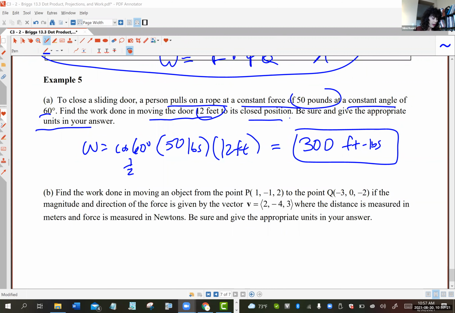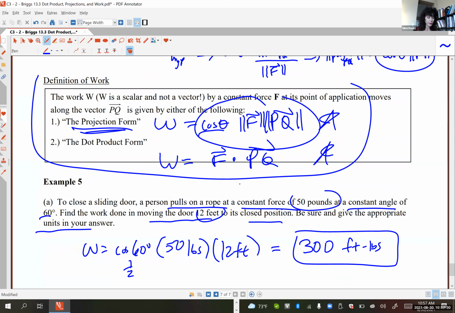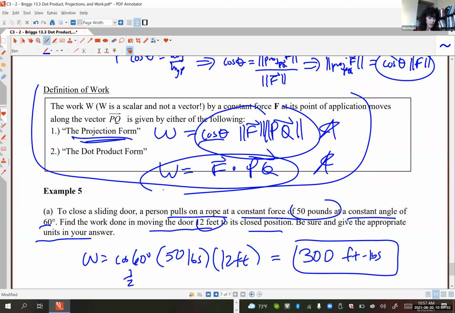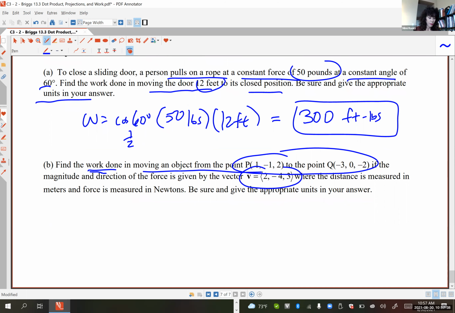Ah, well. All right. How about this one? By process of elimination, we're going to use the second version of the work definition here. We're going to need the dot product, and they give us enough information. We're moving the object from point P to Q, and they're giving us the force vector in component form. So we're going to first have to get the PQ vector, and don't forget terminal minus initial, terminal minus initial, terminal minus initial.